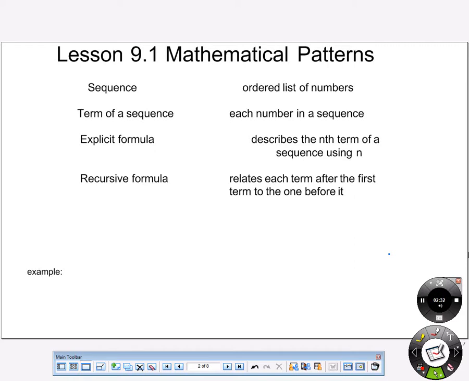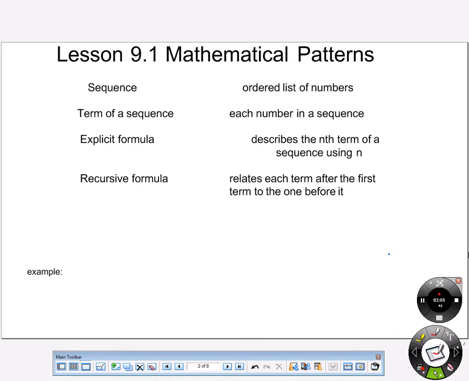A recursive formula relates each term after the first term to the one before it. So it basically says this. Let's see. You guys were working with the cups yesterday. We said a cup was 14 centimeters high. Right? So a recursive formula would say, in order to get the height of the stack when you put the second cup on, take the first cup and add to it however much. How much would you guys decide to add? You guys measured yesterday.